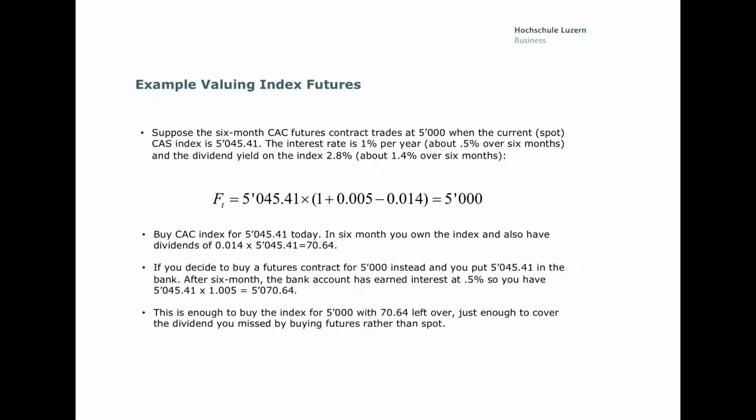The question is now, why are these numbers consistent? The answer to this question is based on a no arbitrage argument. Recall that an asset can be bought spot or forward, and both ways need to lead to the same result. If you buy the CAC index today for 5,045.41, it follows that in 6 months you own the index and also have dividends of 70.64.